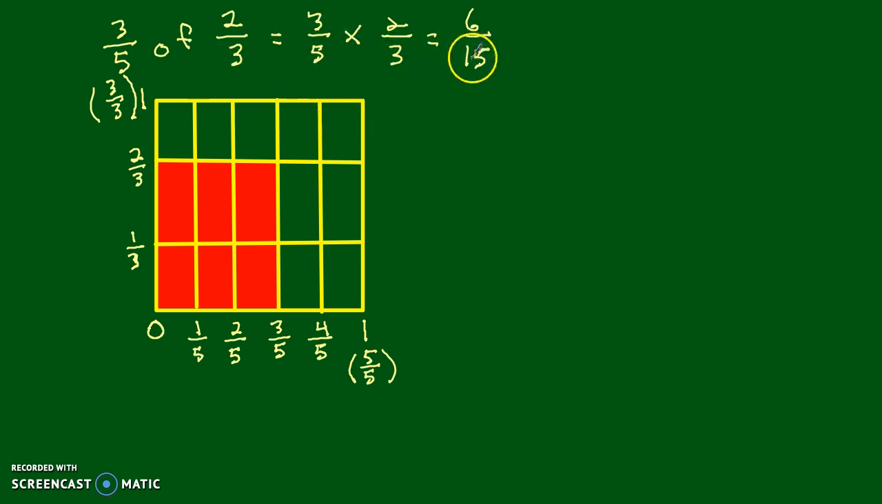For the most part, you can leave your answer like this. This is a fraction that we could put in simplest form. And we could do that. Both numbers are divisible by 3. So 6 divided by 3 is 2, and 15 divided by 3 is 5. So 6/15 is equal to 2/5. But for the most part, for our class, you can just leave it as 6/15.